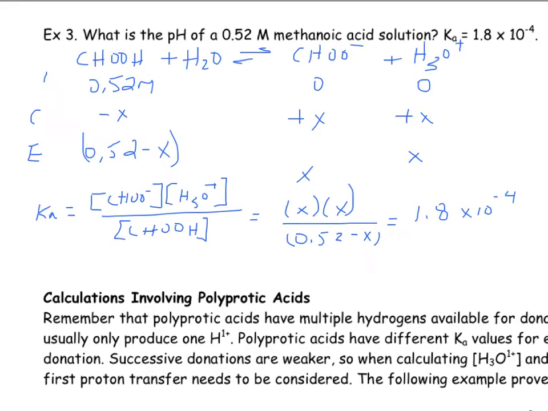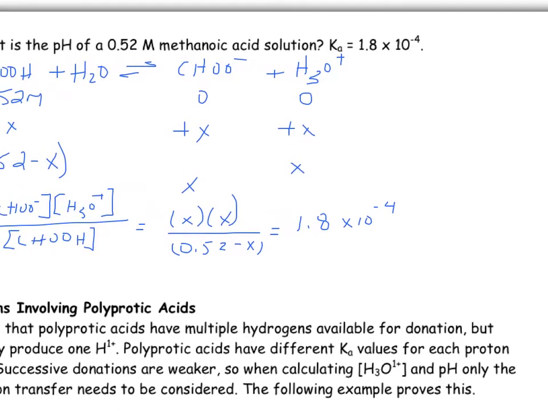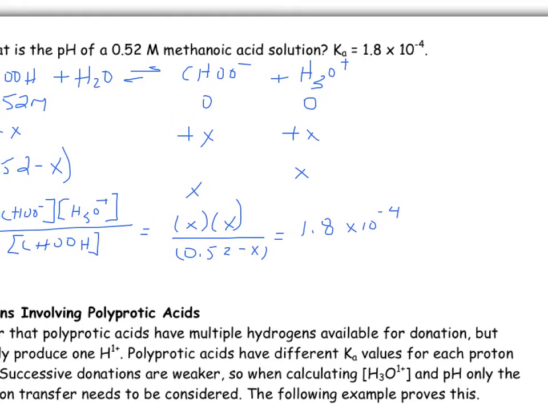Let's try the assumption. If I take the lowest initial concentration, 0.52, and divide it by the constant, it is significantly greater than 500. That means the assumption works, and that x will be so small that if I subtract it from 0.52, it won't make a difference. I'll get 0.52. Let's simplify with the math.